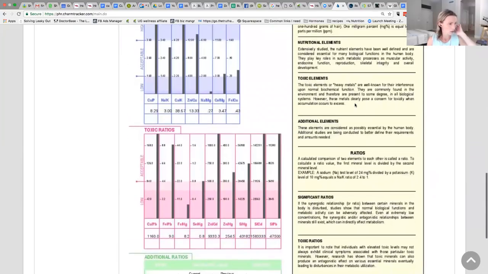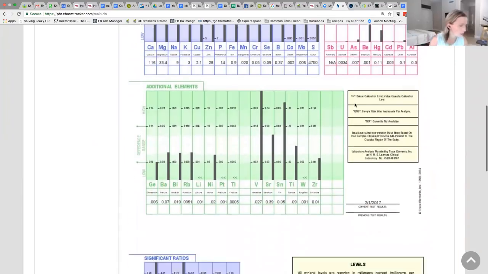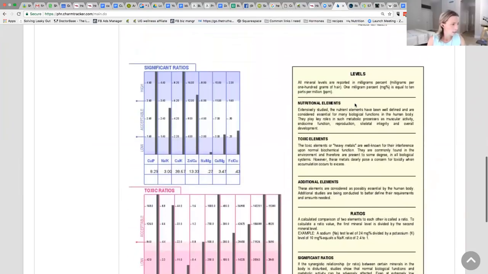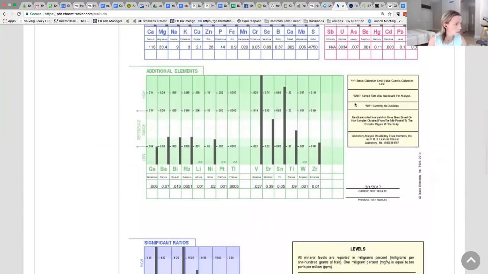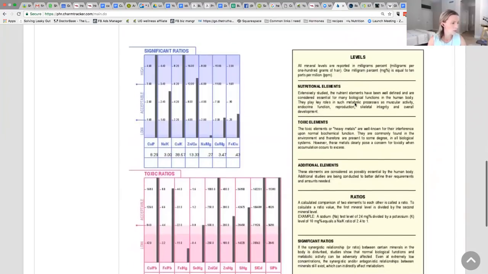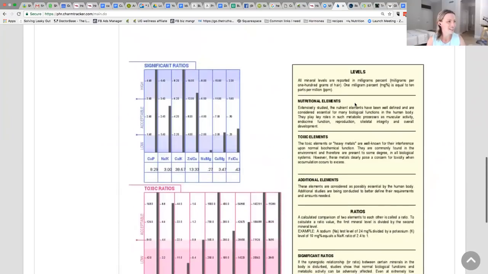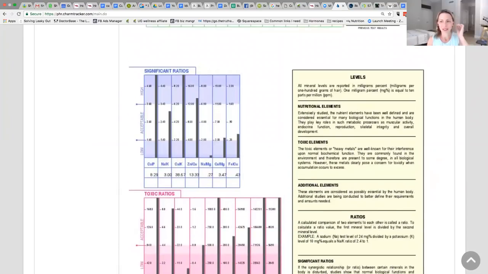And then they talk about some of the ratios, like how is calcium comparing to phosphorus, and how is potassium comparing to sodium. It just looks like gibberish if you've never looked at it before. This is why we do it with interpretation.